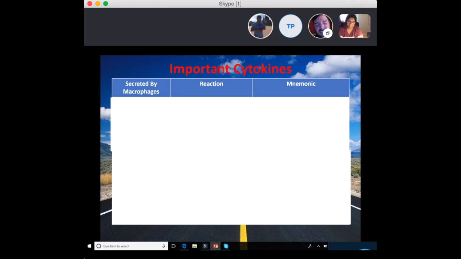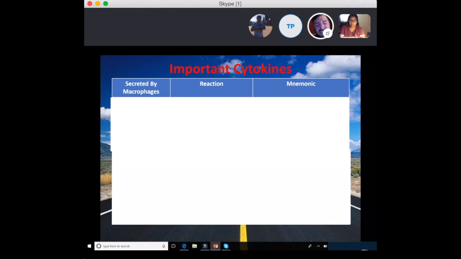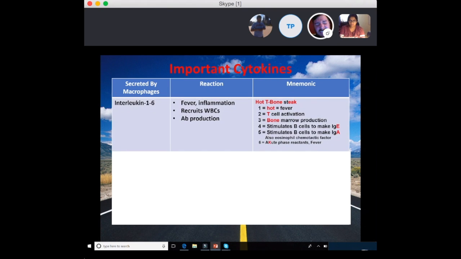Okay, so now we're moving on to cytokines. Cytokines, literally, if you break down the word, it's cell movement. So these guys essentially get cells' butts up and running. They're broken down into different phases. We're going to talk about first just the cytokines that are secreted by the macrophages.